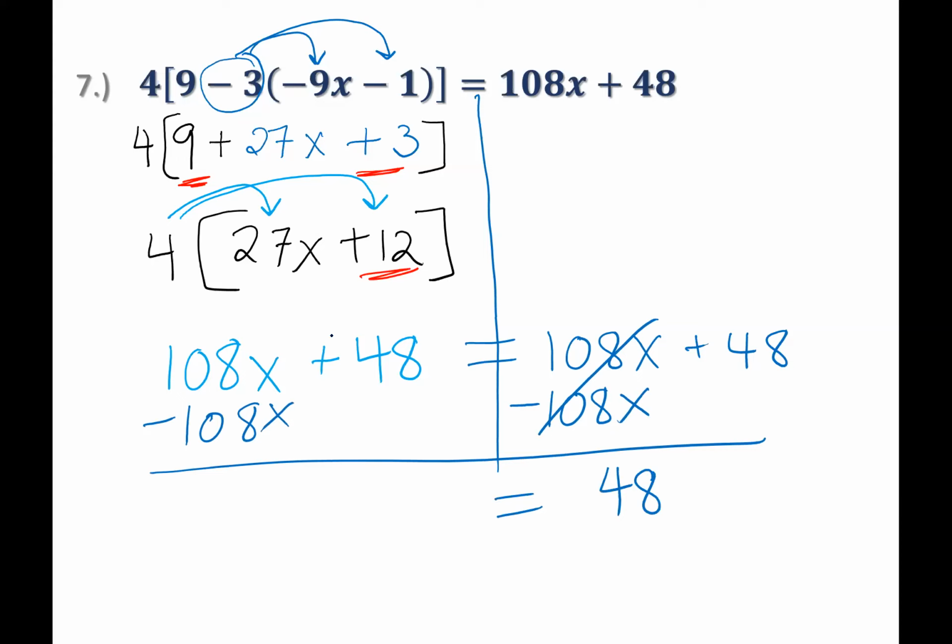And uh-oh, that's the same thing that's on the left side, right? So the 108x minus 108x cancels out. And we're left with 48. So here's where we are, 48 equals 48.